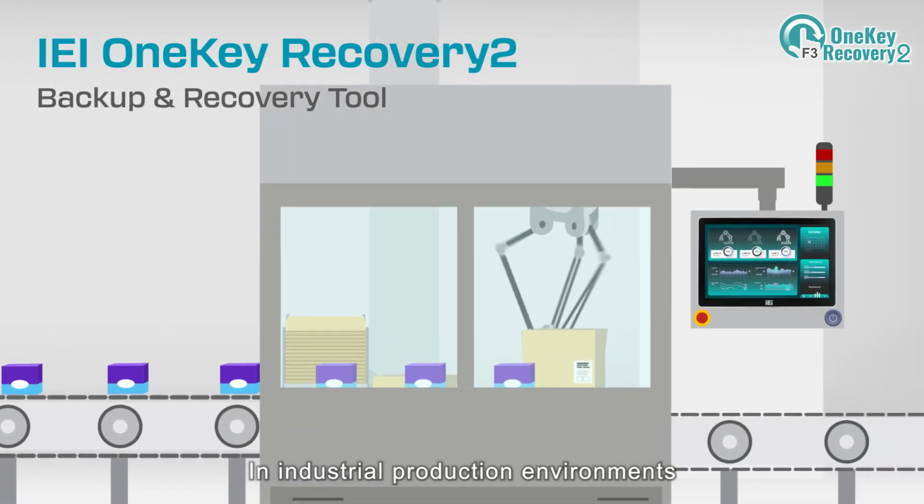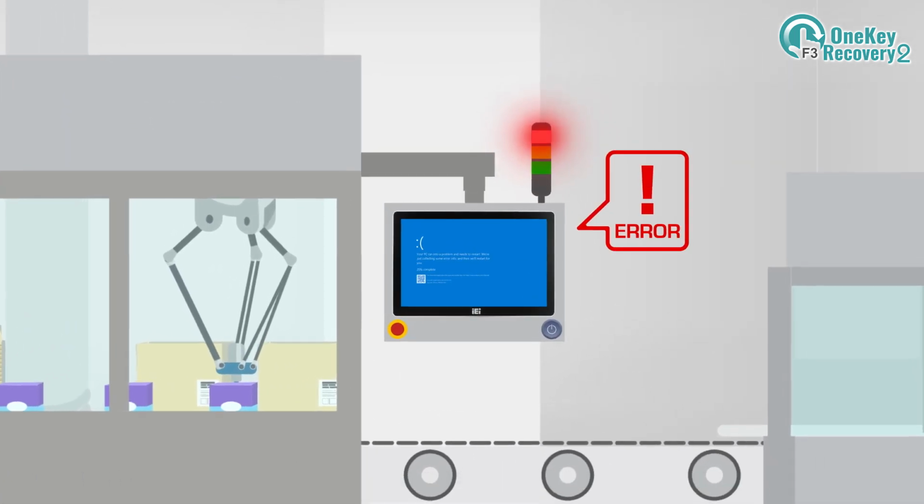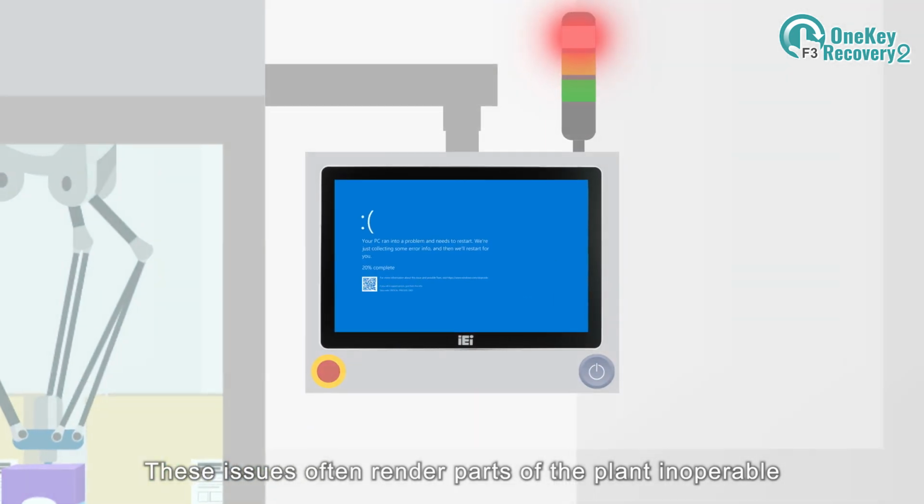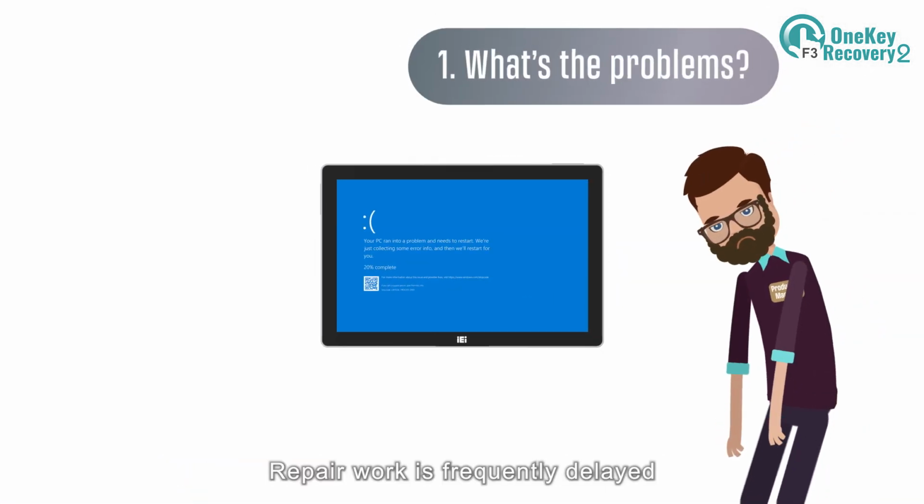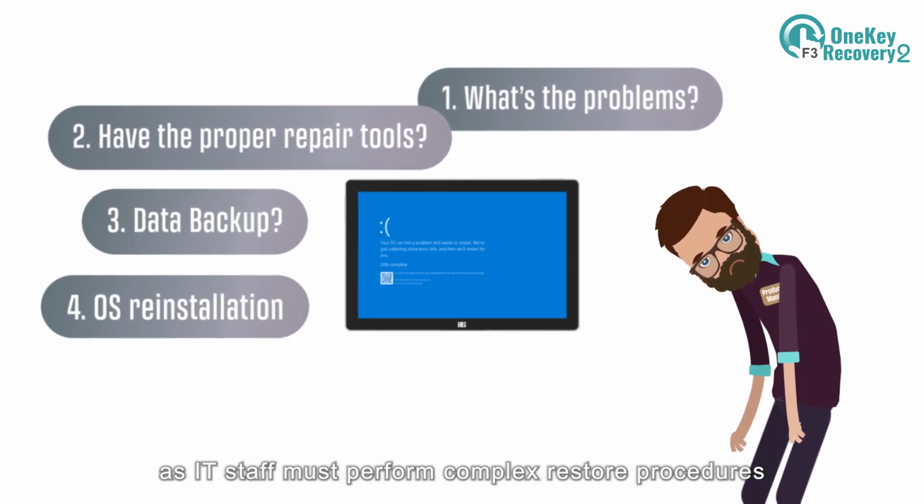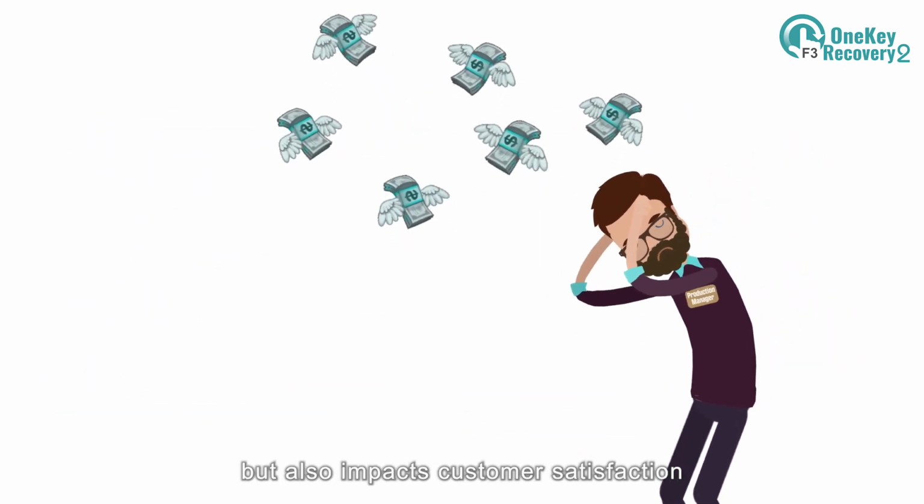In industrial production environments, occasional system crashes and boot failures may occur. These issues often render parts of the plant inoperable. Repair work is frequently delayed as IT staff must perform complex restore procedures. The resulting operational downtime not only consumes time and money but also impacts customer satisfaction.